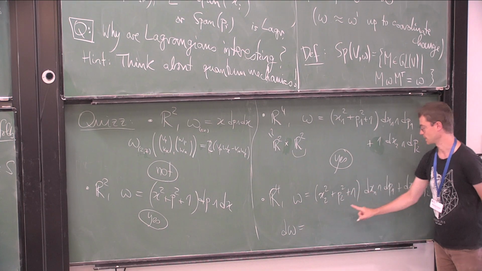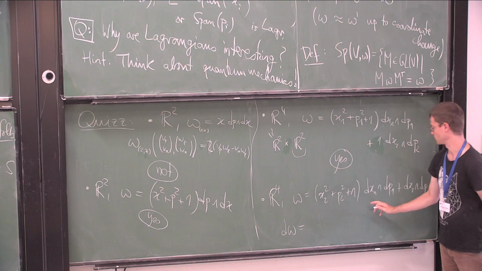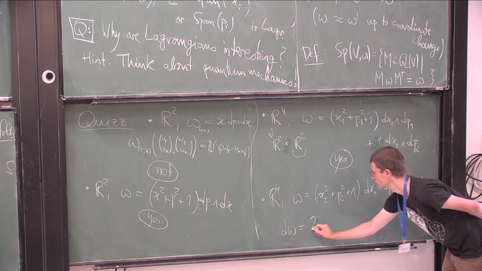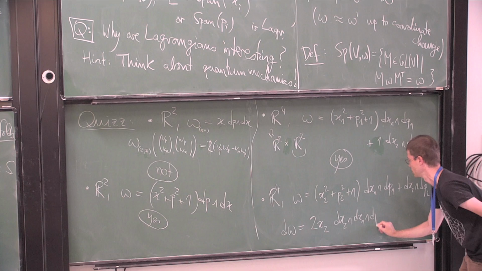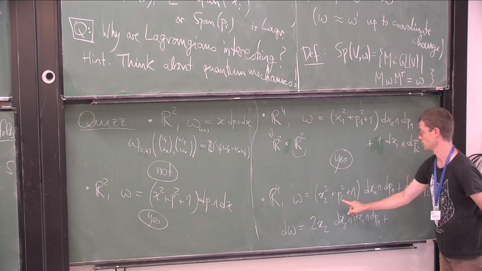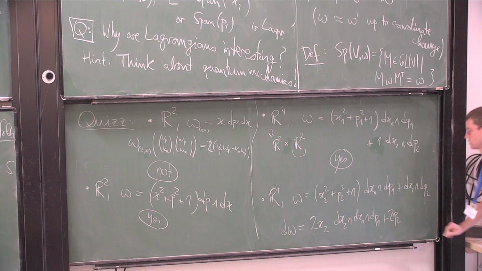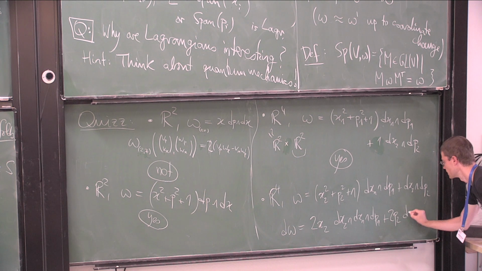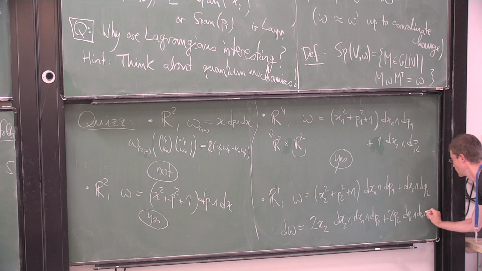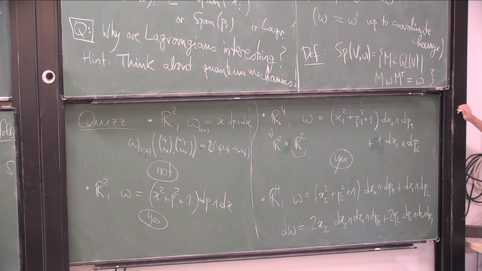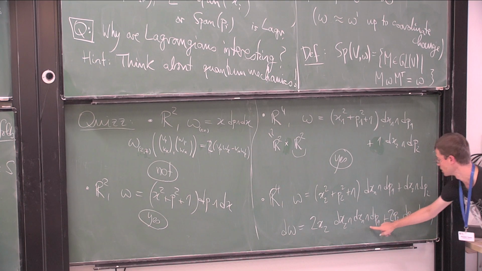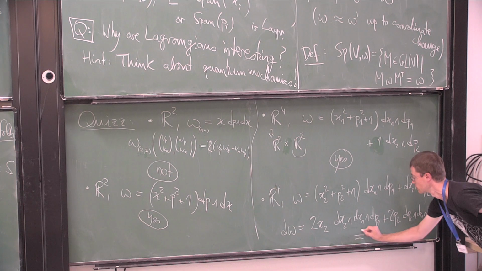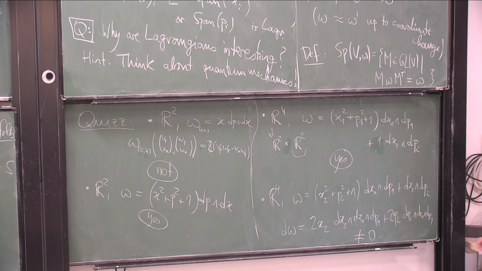I should differentiate with respect to x1, giving 0, with respect to p1, giving 0, with respect to x2, giving 2 x2, and then I have dx2 wedge dp1 wedge dx1. Then I should differentiate with respect to p2, giving dp2 wedge dp1 wedge dx1, and the other term is constant, so that is 0. You can try to rearrange the terms, but these two are different, so this is really non-zero. So it's not closed, so no.